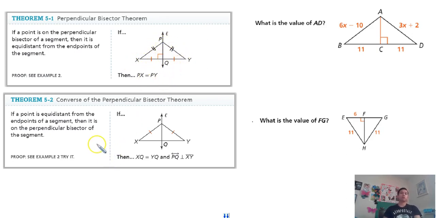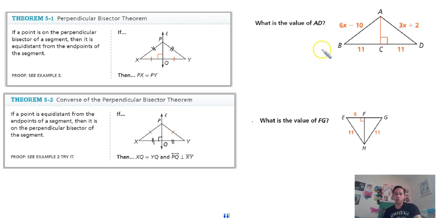The second theorem is the converse of the perpendicular bisector theorem. Now, when the bisector cuts your triangle here, and PX is congruent to PY, it also tells us that XQ is congruent to YQ. Then PQ is perpendicular. Okay, so we'll apply these theorems in solving these two problems.